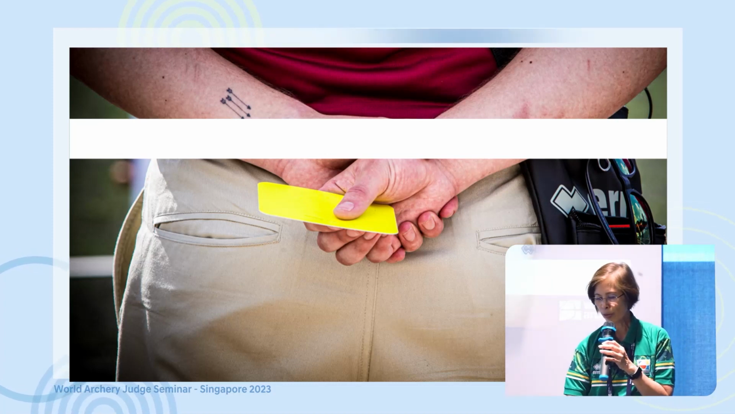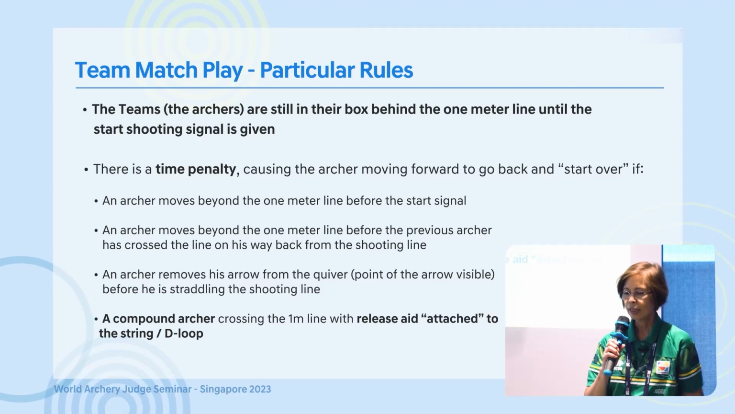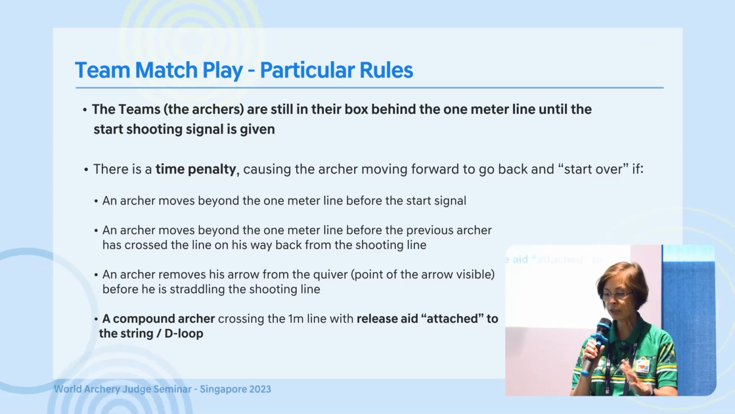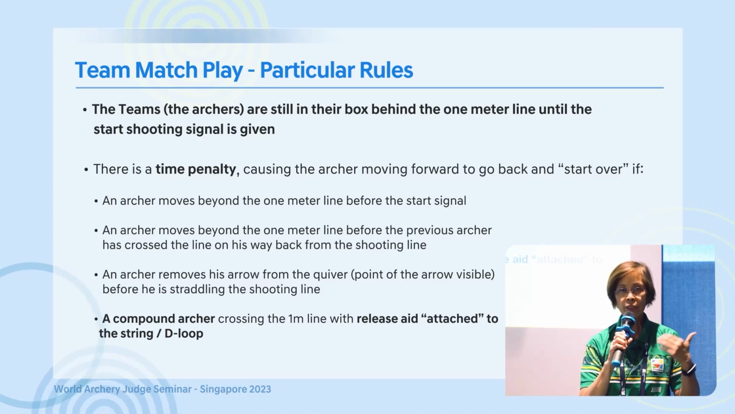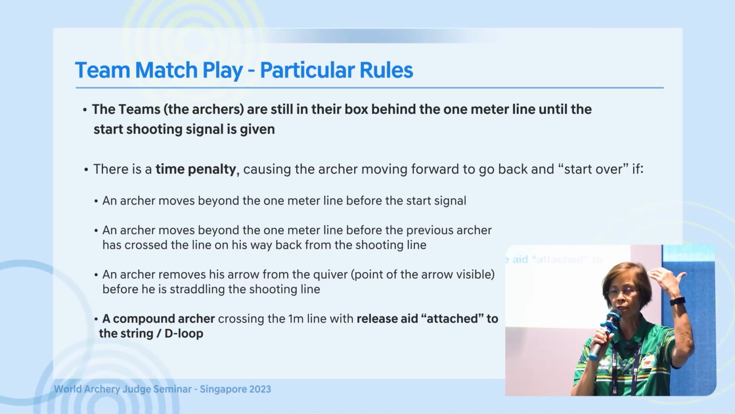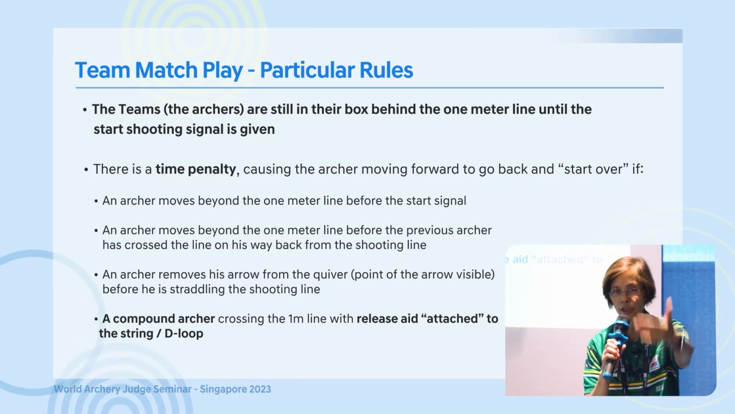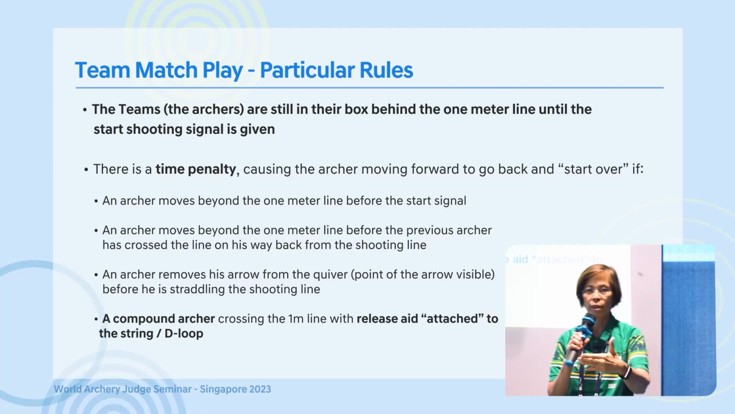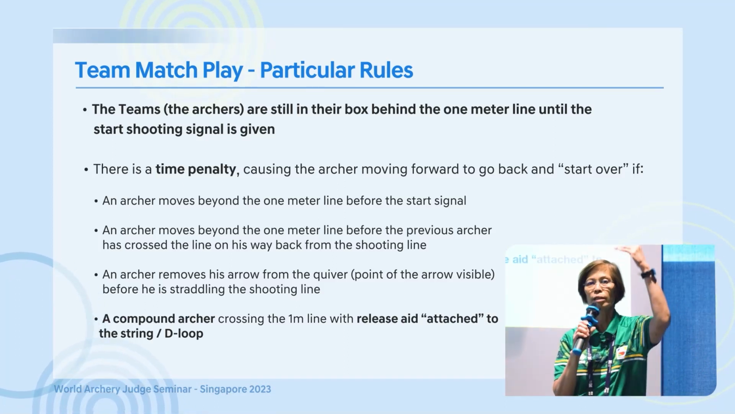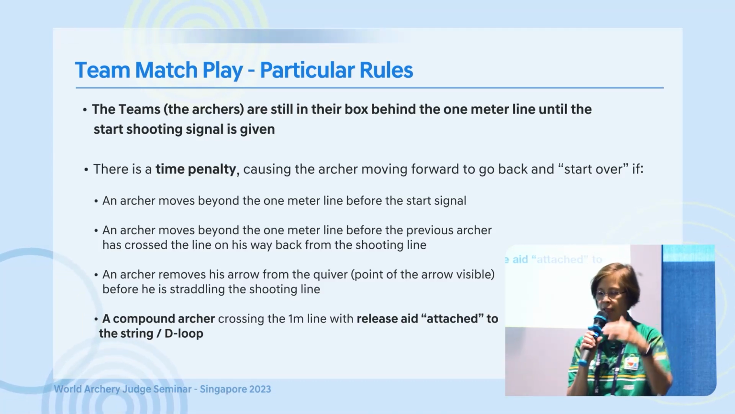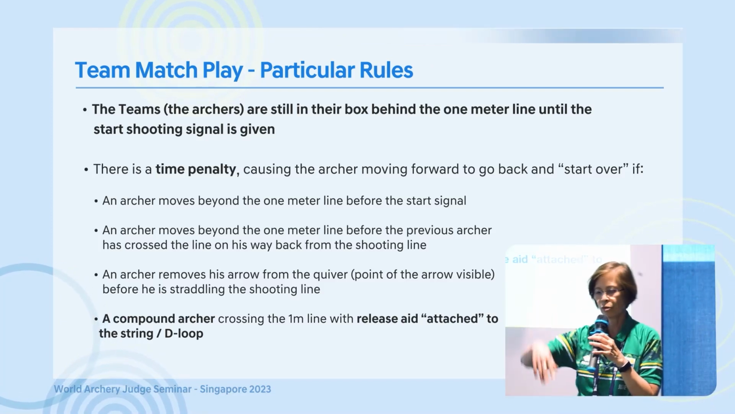Now, what are the particular rules that we need to keep an eye on? The archers are still in their box behind the 1 meter line until the start shooting signal is given. Remember, in the individuals, as soon as the beep beep, the archer can go to the shooting line. This time, they need to wait until the 1 beep. After that, the first archer can come in and do the shot.